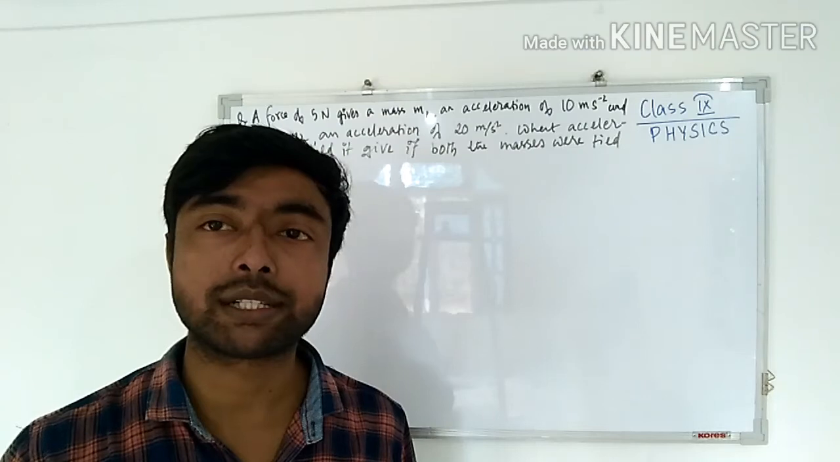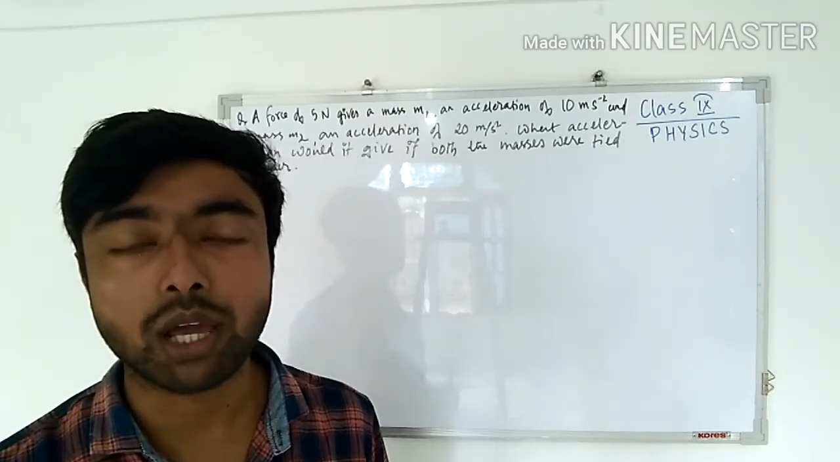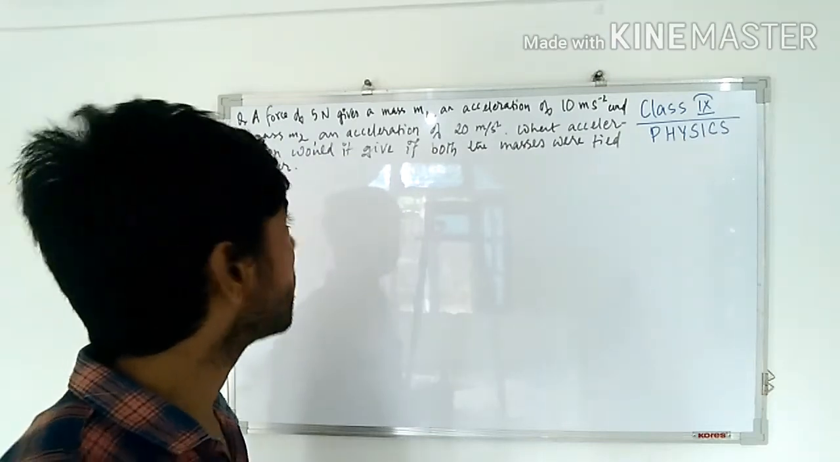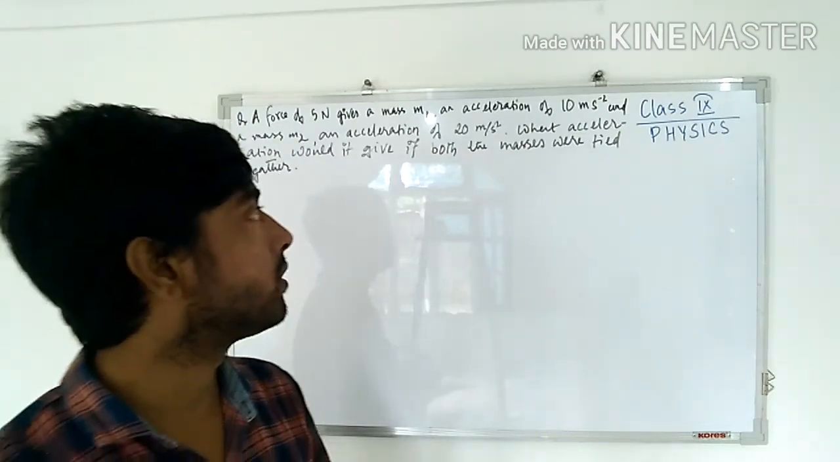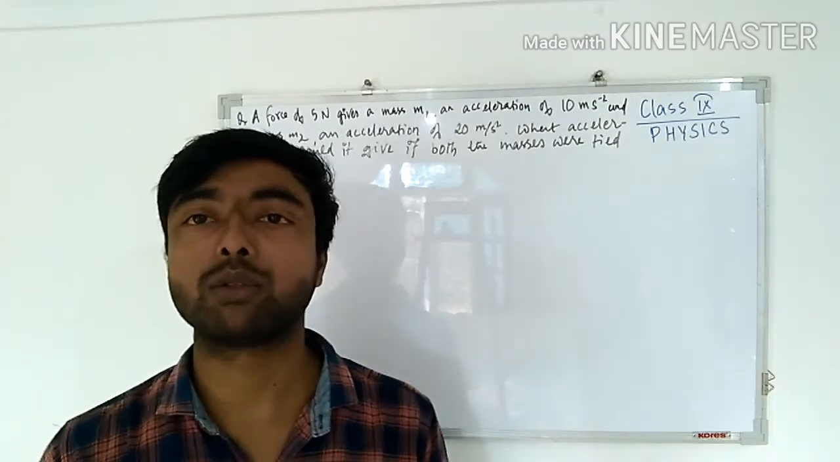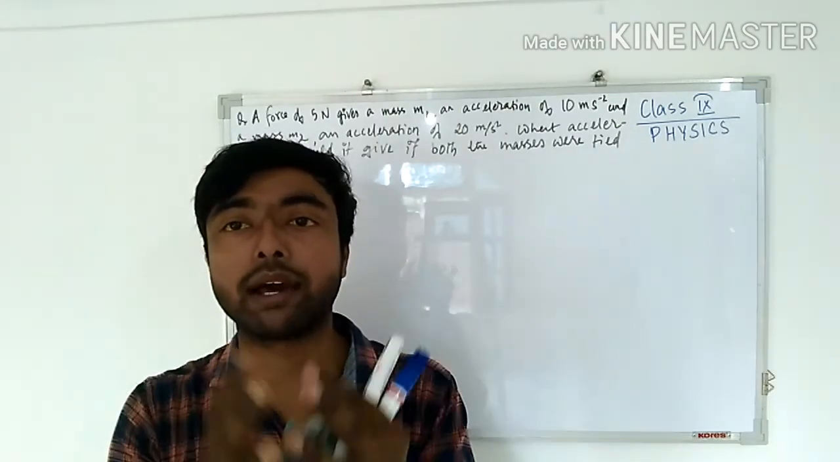m1 को कितना एक्सेलरेशन देता है? 10 मीटर पर सेकेंड स्क्वायर. और m2 को कितना देता है? 20 मीटर पर सेकेंड स्क्वायर. The question is what acceleration would it give if both the masses were tied together? That means हमें क्या करना है? दो मास को एक साथ लाना है ऑल टुगेदर.